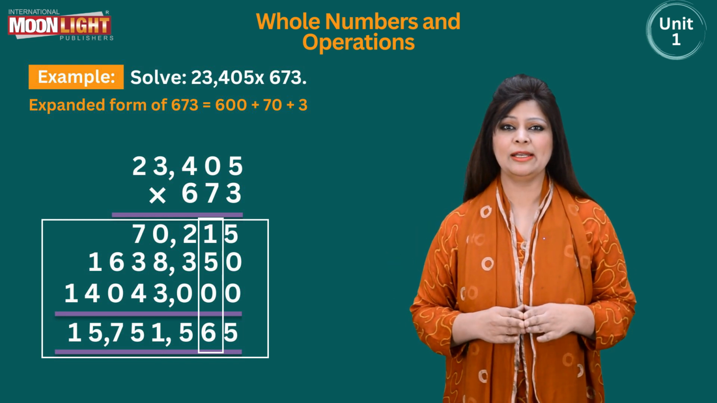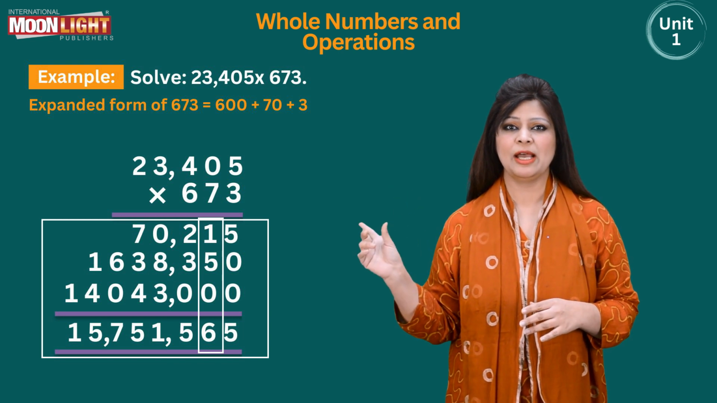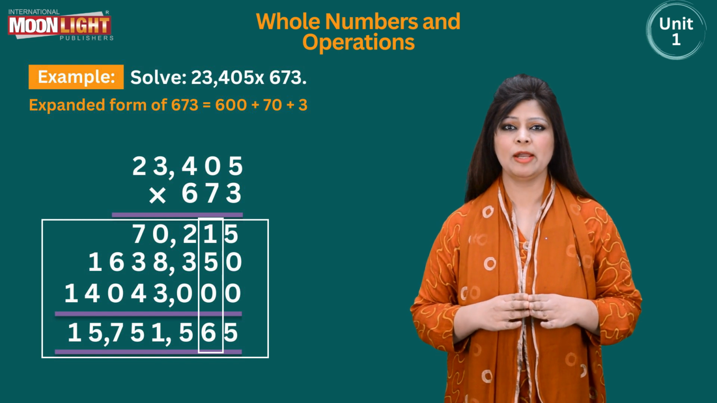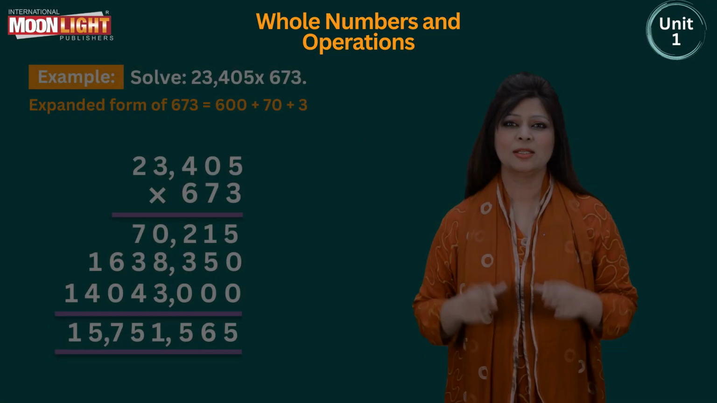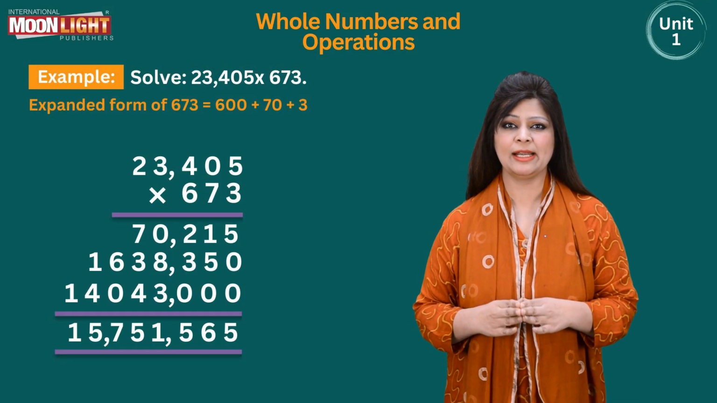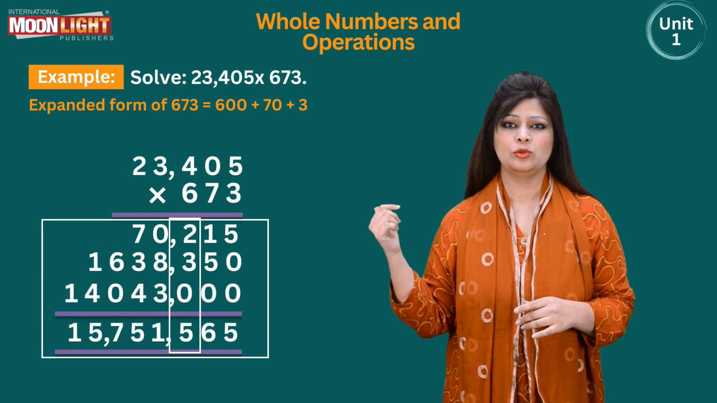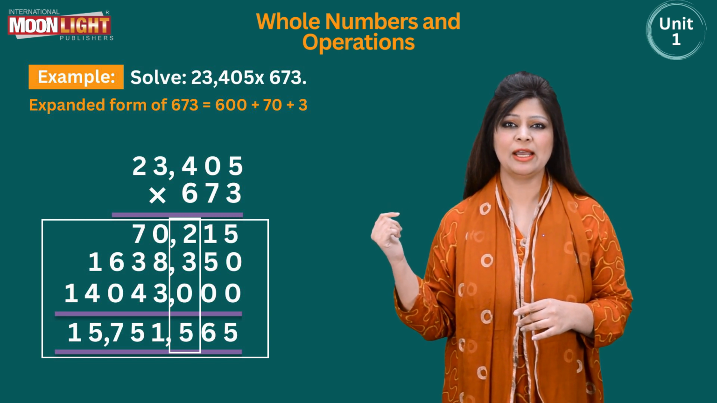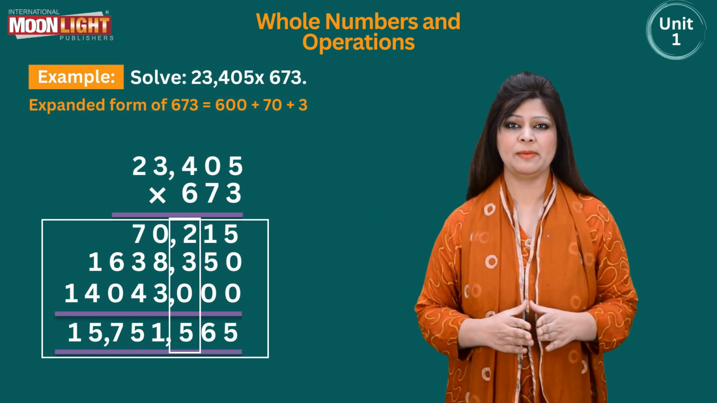Now we are going to add the numbers at tens place. 1 plus 5 plus 0 is 6. Now we are going to write down the 6 here at tens place. Now I'm going to add the digits which are at hundreds place. That is 2 plus 3 plus 0. 2 plus 3 is 5. 5 plus 0 is 5. So I'm going to write this number 5 here at hundreds place.